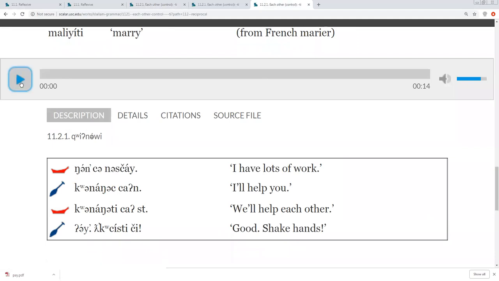Now we'll go over the exercise 11.2.1. Kunanichan. Kunanichat. I teased you.